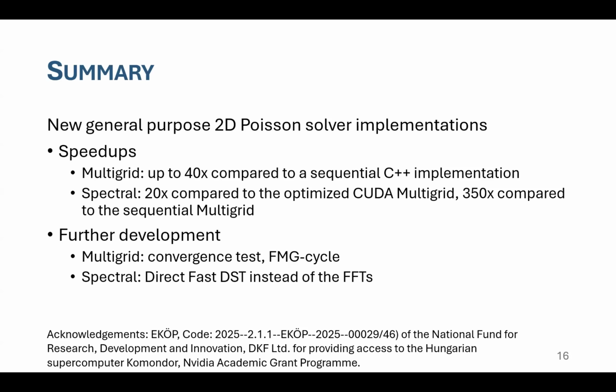There are still some bugs I have to iron out and further developments, such as actually implementing a convergence test for the multigrid iteration. And much like the fast Fourier transform, one could implement a direct fast discrete sine transform. But for our current uses, this method is sufficient.